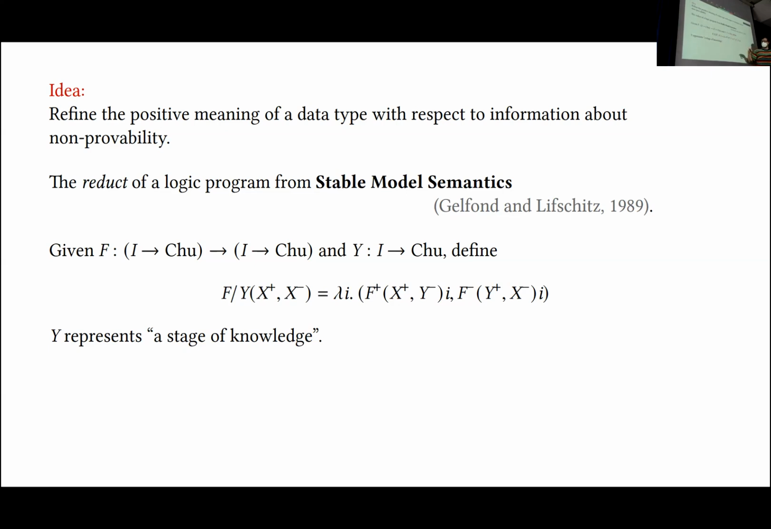If you think of Y as our previous state of knowledge about what we could derive, this is saying all the negative stuff is taken from Y, but we're just deriving new positive stuff. And on the other side, it's the other way around. We're using the positive stuff from Y and we're deriving new negative stuff. So Y represents a stage of knowledge that we're building up.